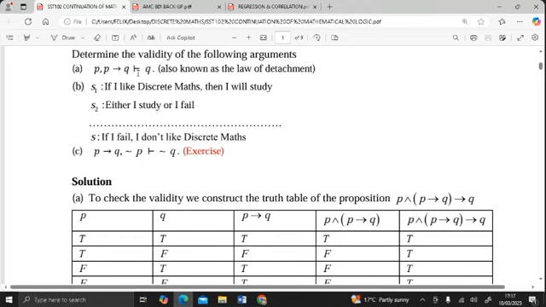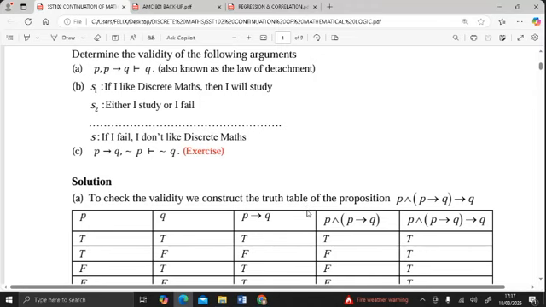Here, this and this make up two premises. And we know very well that the second premise is in itself a compound statement, a combination of P and Q using the implication P implies Q. And then this one leads us to the conclusion that once you have the conjunction of these statements, then it implies Q.